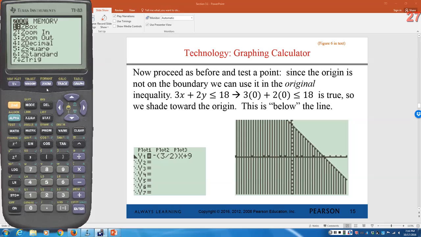And I'm just going to zoom 6 for standard window. Hold on one second. You did 18 instead of the 9? Oh, I'm sorry. Yes, that's supposed to be 9. Thank you. I shouldn't talk and enter at the same time. Okay, so there's your graph. Now we look at 0, 0 and say, okay, is 0 less than 18? Yes.